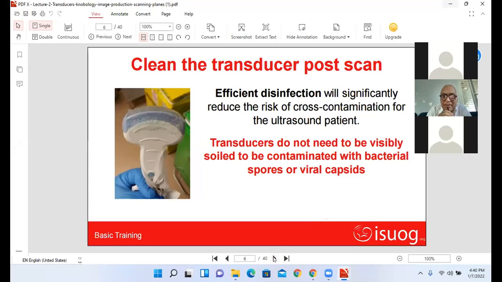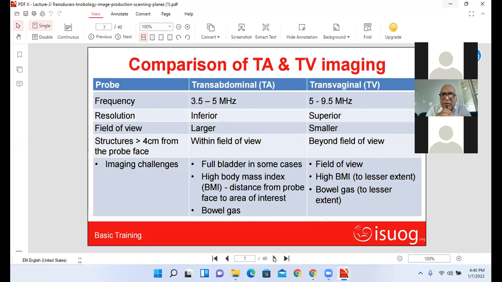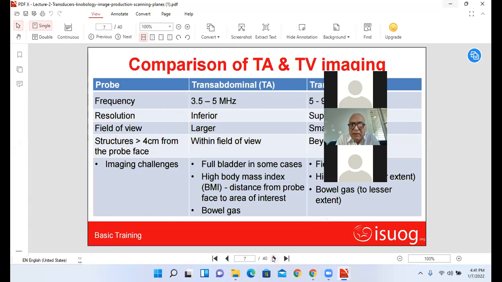Next slide, please. Now here there is a comparison between transabdominal and transvaginal imaging. As I already told you, we are using low frequencies like 3.5 to 5 in transabdominal, and in transvaginal we are using higher frequency because we are actually close to the uterus or the pelvic organs. And resolution, of course, will be very good with transvaginal. Sometimes, some transvaginal probes are also available up to 12 megahertz.